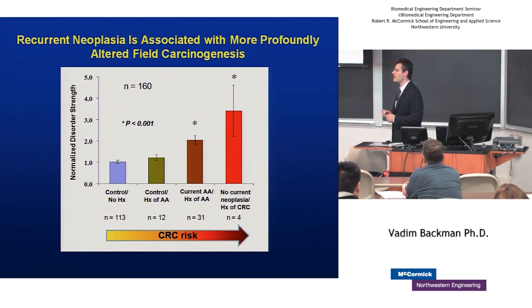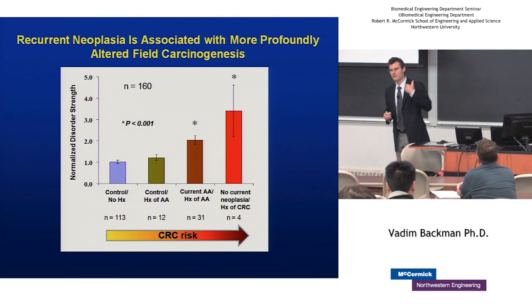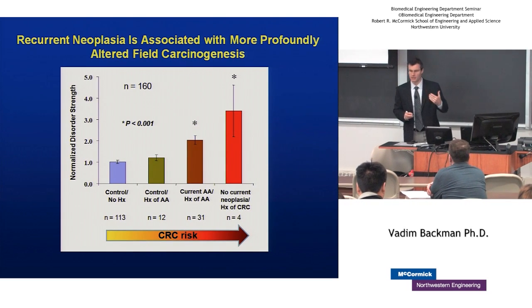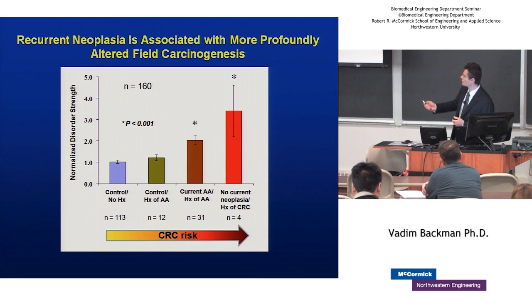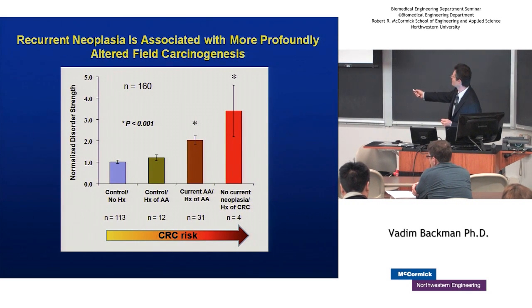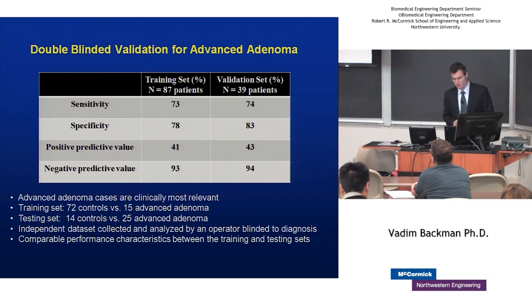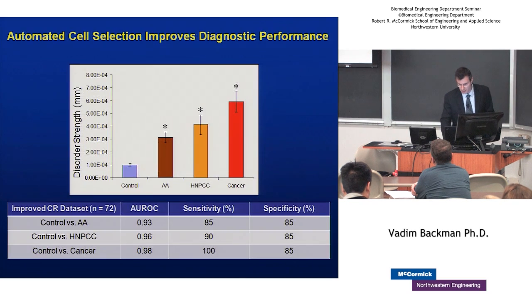Interestingly, patients who repeatedly develop adenomas are at a higher risk for cancer, and their disorder strength is upregulated the most significantly. They have the most mutations. We performed a blinded, double-blind study of this test on 39 patients, and it validated the retrospective study with a sensitivity and specificity of 74% and 83%, substantially better than anything else that currently exists in the clinic.